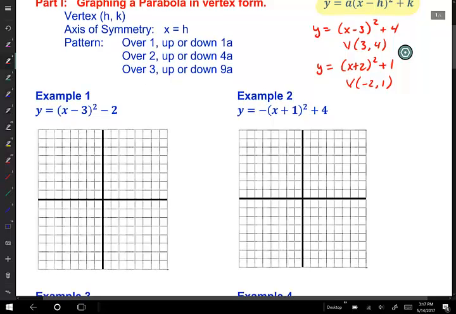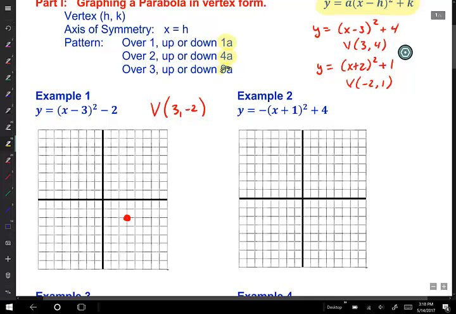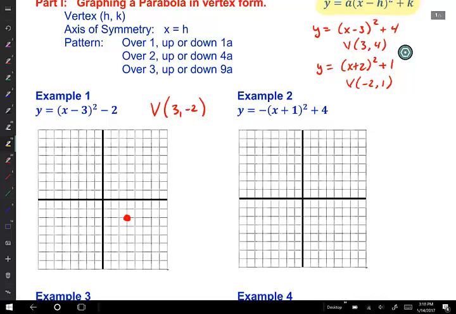So we're going to start here on each problem by identifying the vertex. The vertex is 3, negative 2. So we're going to go to 3, negative 2. Now, from this point, we can use the pattern of a parabola, which is 1, 1, 2, 4, 3, 9. Now, I did put the values here, 1a, 4a, and 9a, because if there's a number in front of the parentheses being squared, then we're going to multiply that 1, 4, 9 by that number.